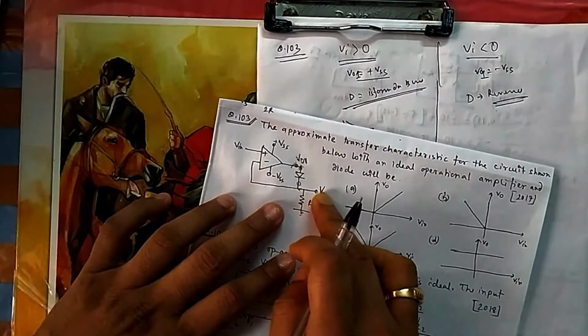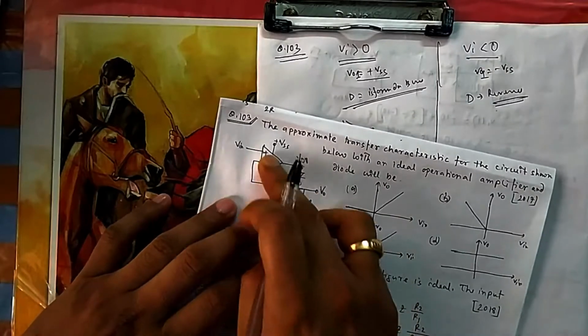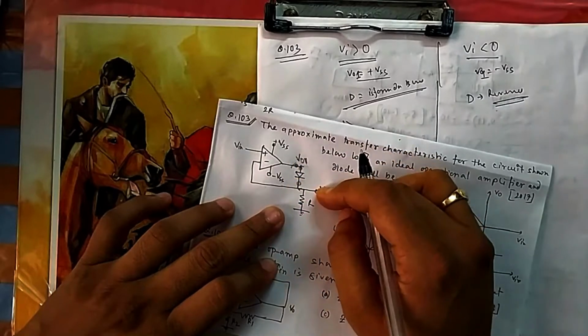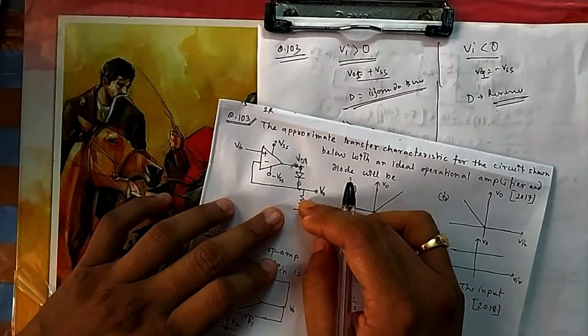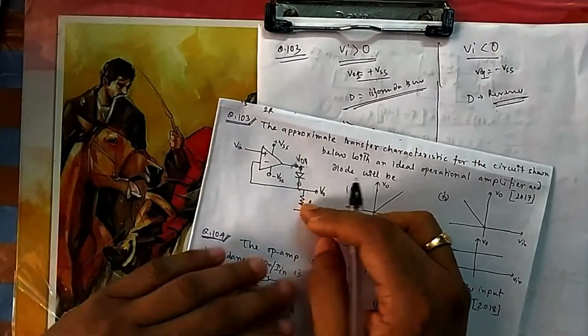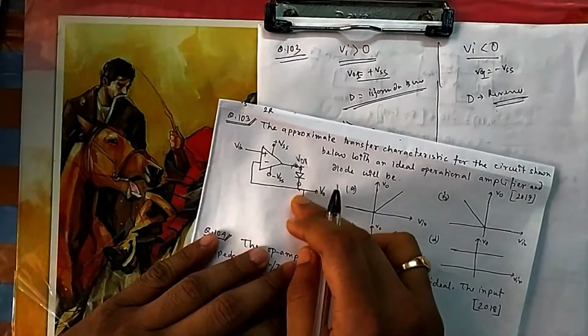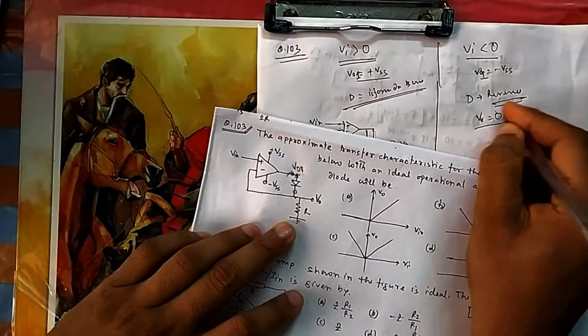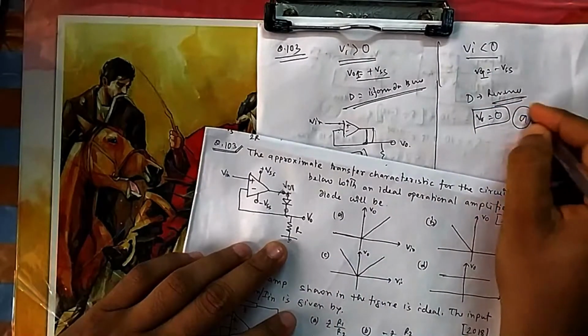So what will your V0 be? V0 will be at 0 only. Nothing will come out of here, because this V01 will not come here. So it will remain at this position, and it is simply a comparator. So this is simple, V0 is equal to 0. So that is your option A.